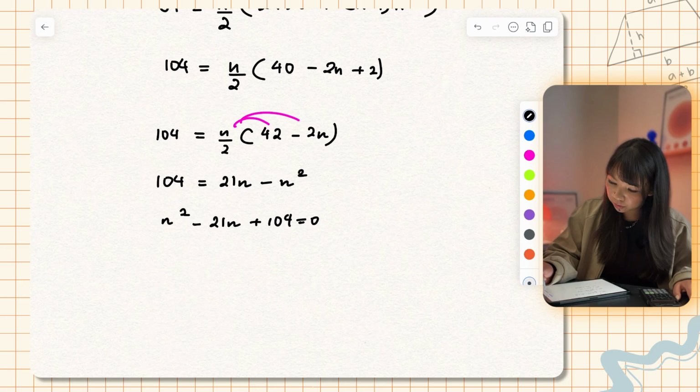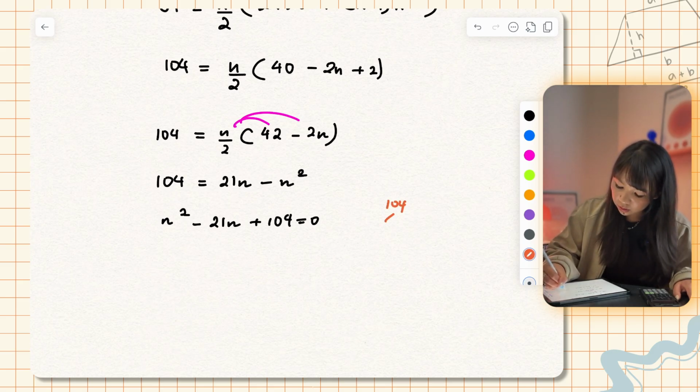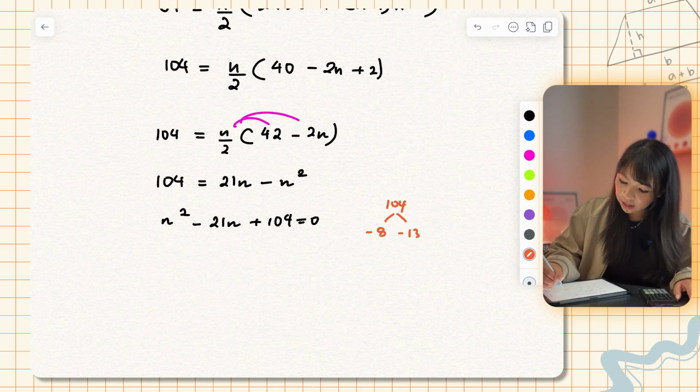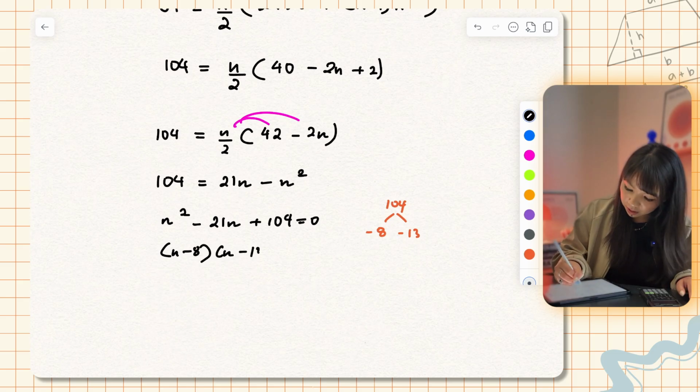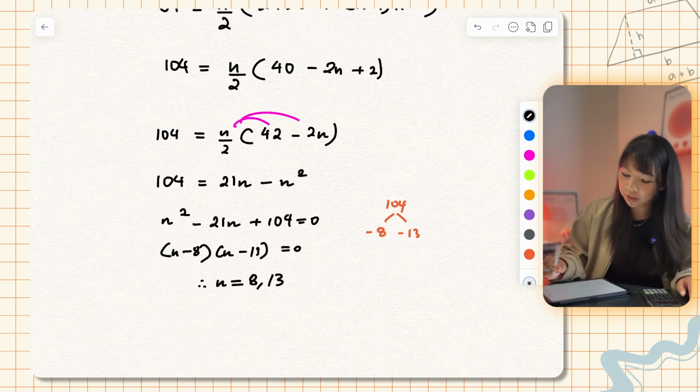The two numbers that multiply to the product are negative 8 and negative 13, but you can see they add up to negative 21. So we get n minus 8, n minus 13 equals 0. So therefore, n is equal to 8 or 13.